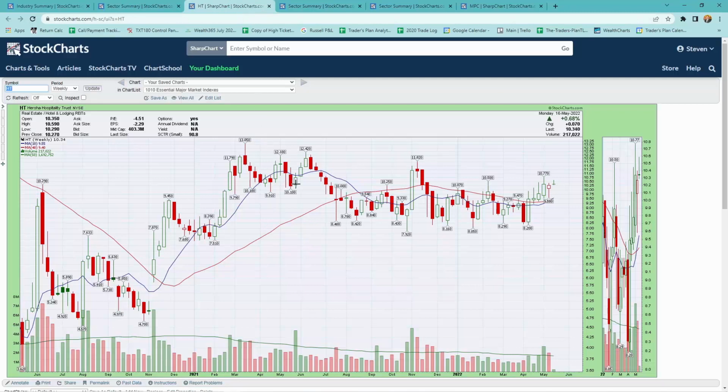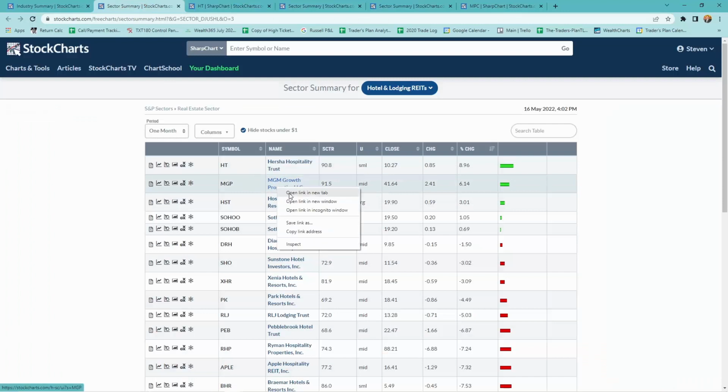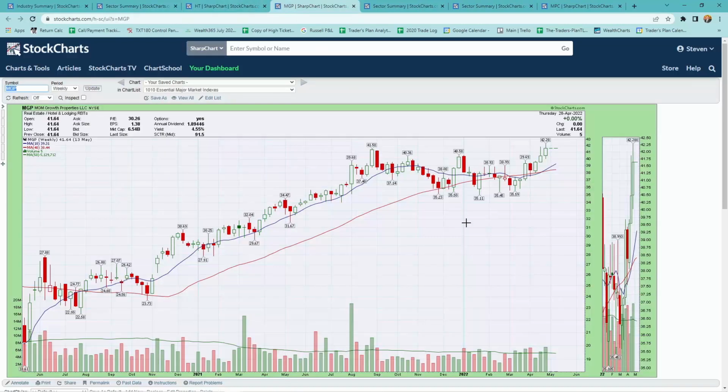HT, that's going sideways and going nowhere. I'll pass. MGM. What's happening here? Did this thing get bought out? Why are these bars right here? I'd have to investigate further.